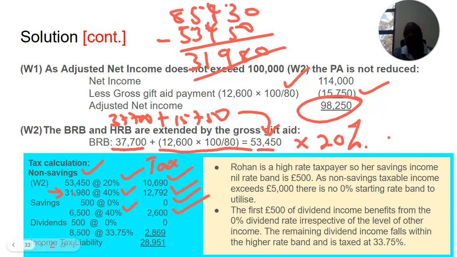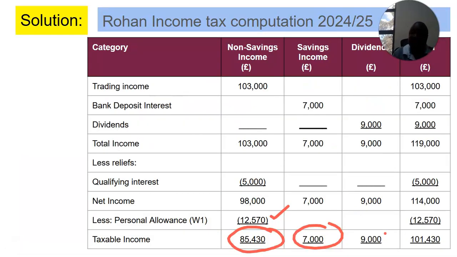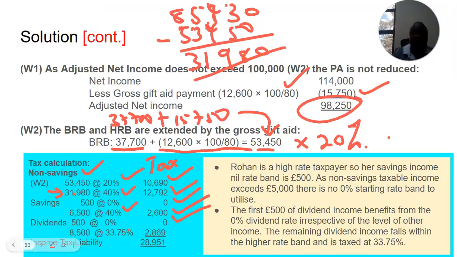Okay, and then we move on to the dividend. For dividend, we are entitled to 500 pounds at 0 rate, so we do that one, and the balance, because it was 9,000, should be 8,500. Multiply now. Okay, that's now something else. Why are we charging 33,075? Who can tell me why we are charging 33,075?